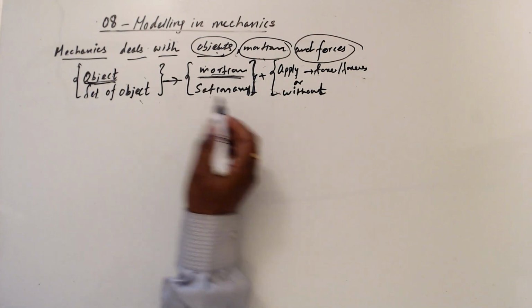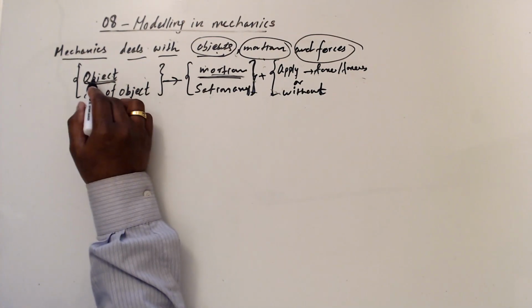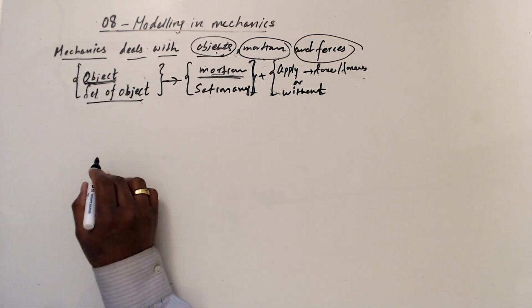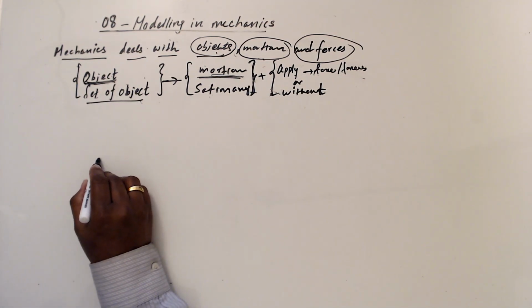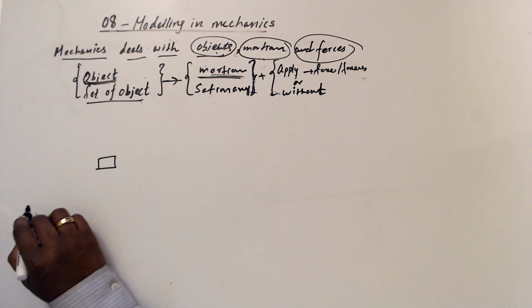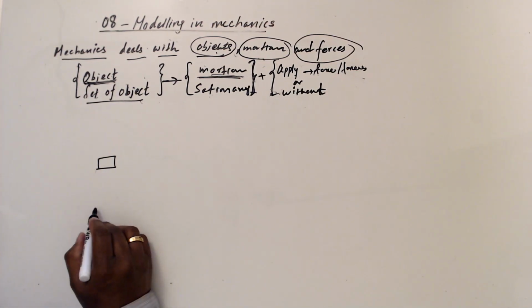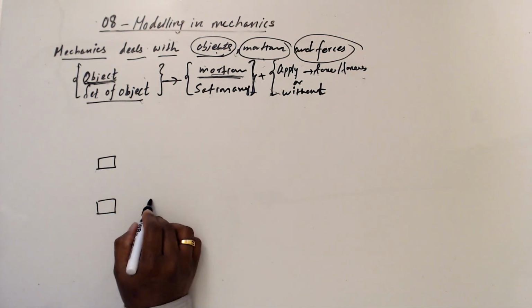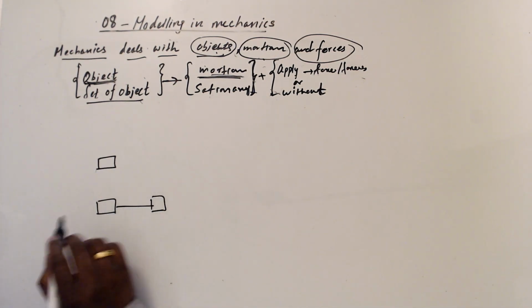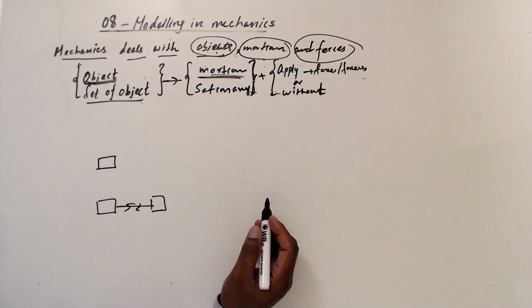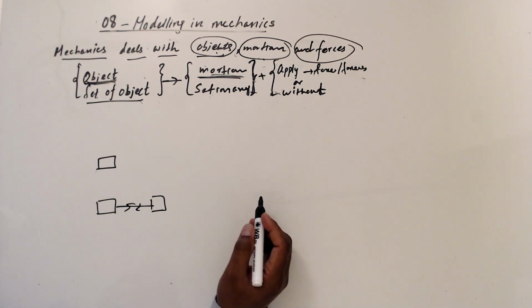The object can be just one object or a set of objects. For example, a car. A car is usually denoted by a small box in mechanics. So it can be a car, or it can be a couple of vehicles towed by a rod. So, a set of objects.